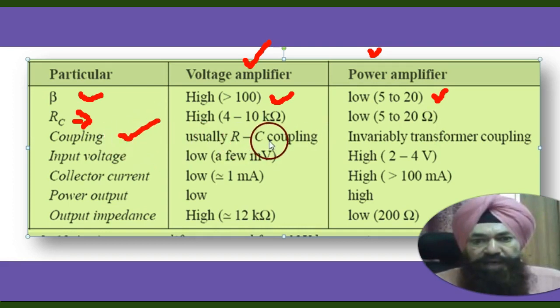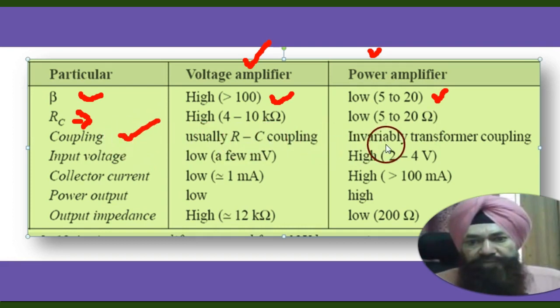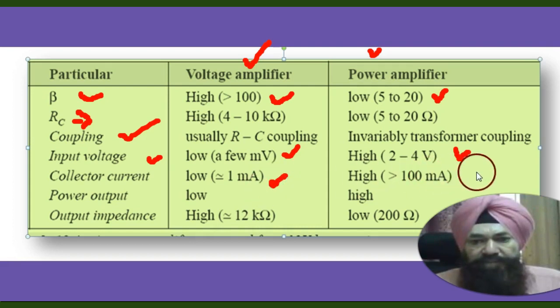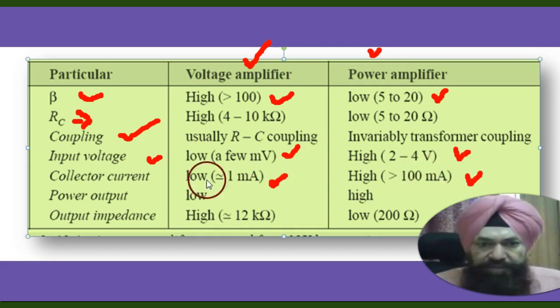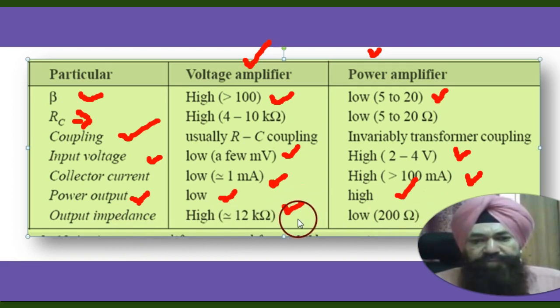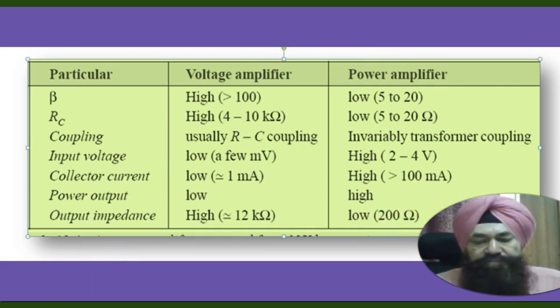Coupling is usually RC coupling for the voltage amplifier and invariably transformer coupling for the power amplifier. Input voltage is low here, a few millivolts, and high there. Collector current is low, approximately 1 milliampere, and there it is high, greater than 100 milliamperes. Power output is low here and high there. Output impedance here is approximately 12 kilo ohms, very high, and there it is very low, approximately 200 ohms.